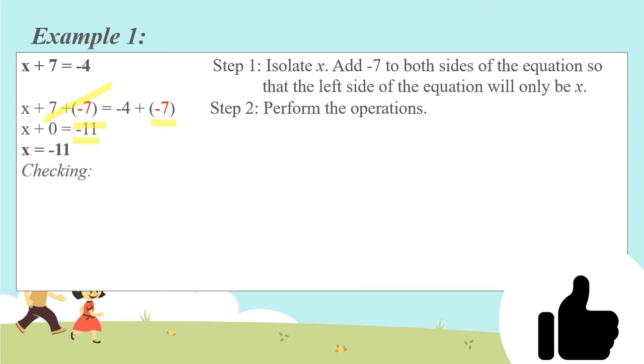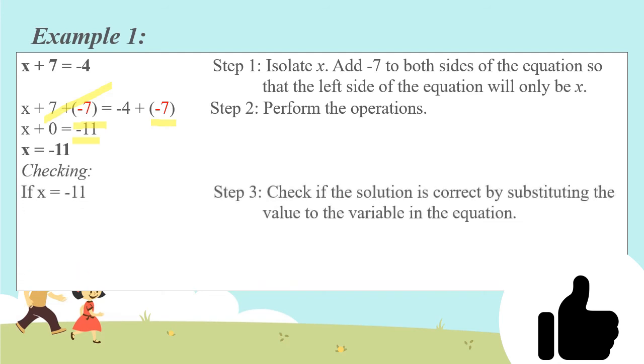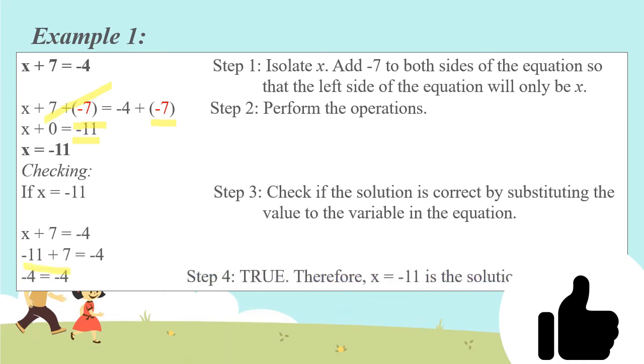Let's check if the value of x is negative 11. We substitute the value of x into the given equation. x plus 7 is equal to negative 4. Negative 11 plus 7 is equal to negative 4. Negative 11 plus 7 is negative 4, and that is equal to negative 4. Therefore, it is true, and x equal to negative 11 is the solution of x plus 7 is equal to negative 4.